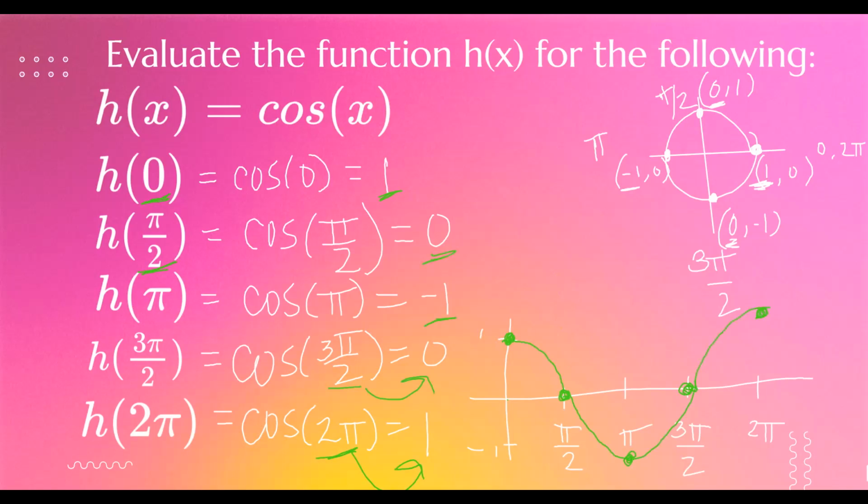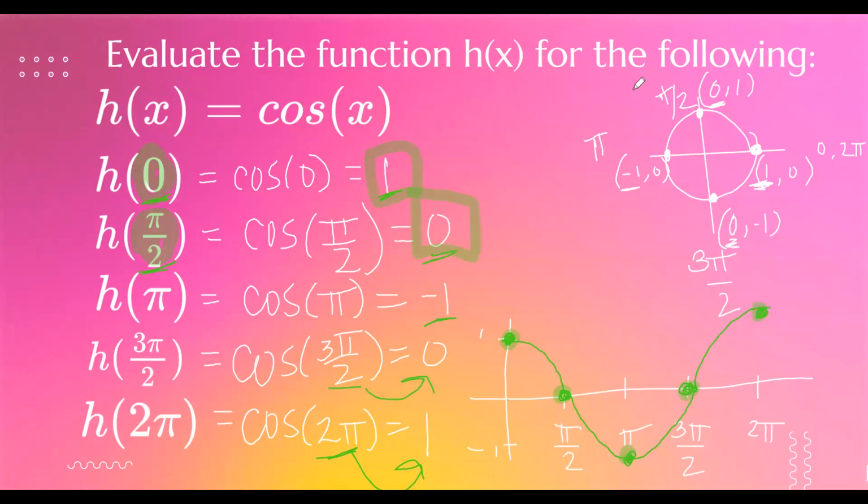And that makes sense, that literally we're just asking, when the input is a certain value, when it's 0, what is the corresponding output? When the input is pi over 2, what is the corresponding output? So really, it's just helping us plot these points along our graph.